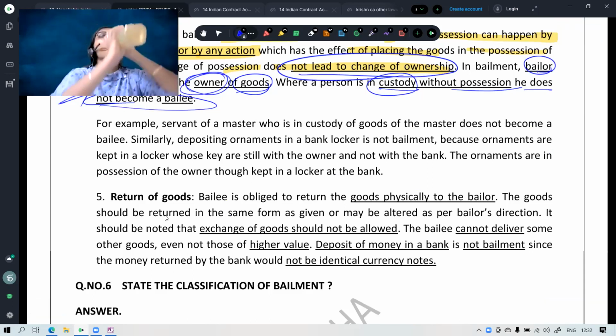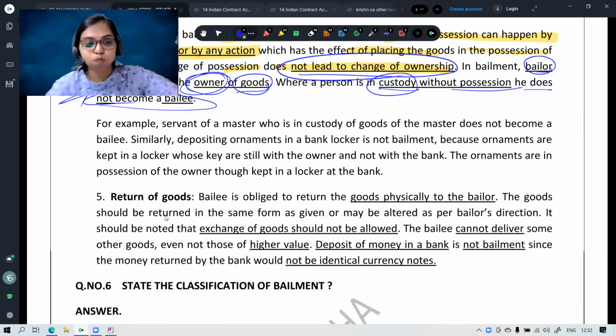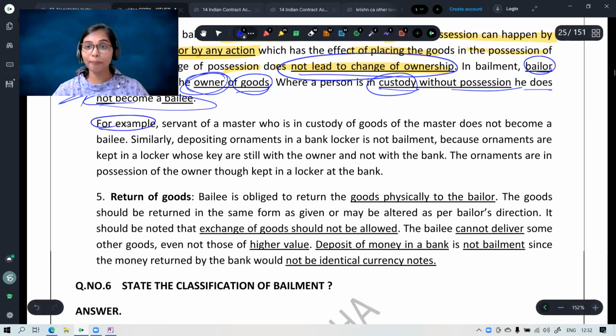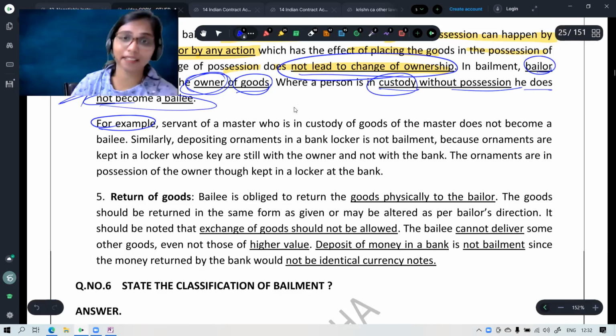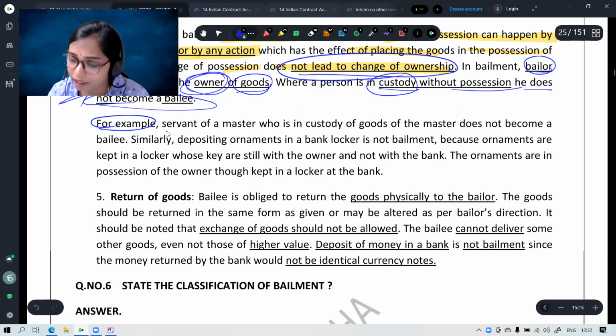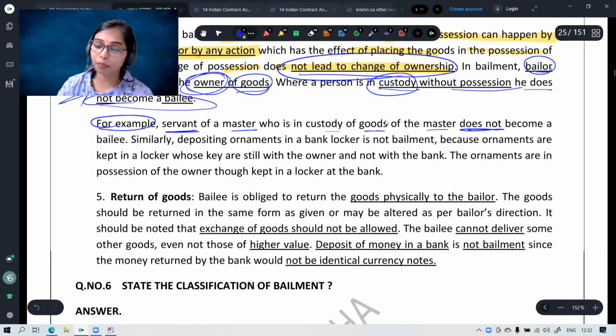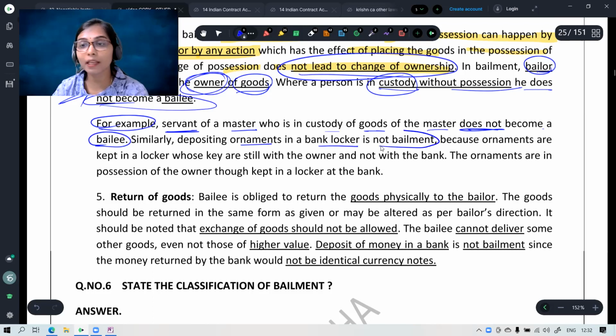Let's see the example. What does the example say? Here is one example about a servant of a master. Let's read it and then I'll explain. The servant of a master who is in custody of the goods of the master does not become the bailee. Similarly, depositing ornaments in the bank locker is not bailment. You remember this one. I'll tell you an example.